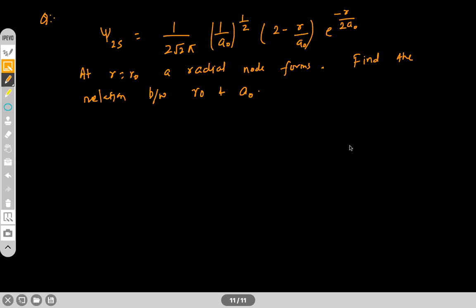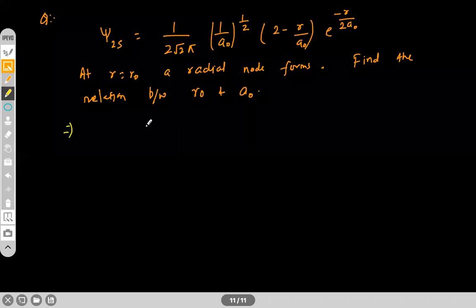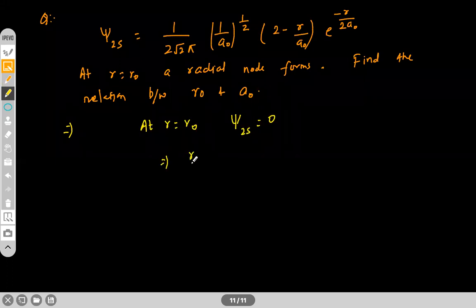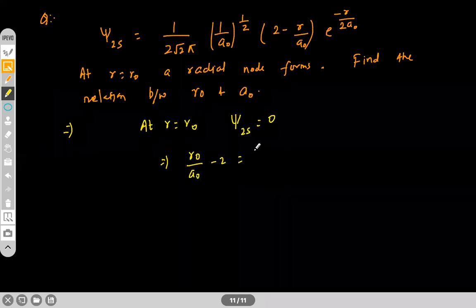Yes. Do you need to solve this? Not actually, because we know at r is equals to r naught, we have a radial node, means psi 2s equals to 0. You substitute r is equals to r naught here, we'll get r naught by a naught minus 2 is equals to 0. So r naught is equals to 2 a naught.